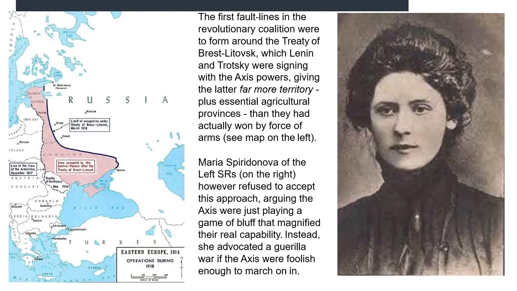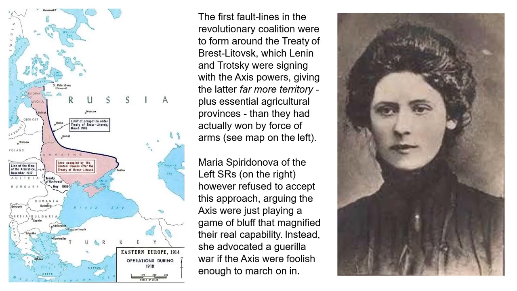But Lenin and Trotsky believed what the Germans were telling them, and they decided to sign the treaty, even though it was going to mean that the vast areas of agricultural land in the West of the empire were going to be occupied by German and Austrian forces. So this is the first fallout, and from this point onwards, it starts to deteriorate.